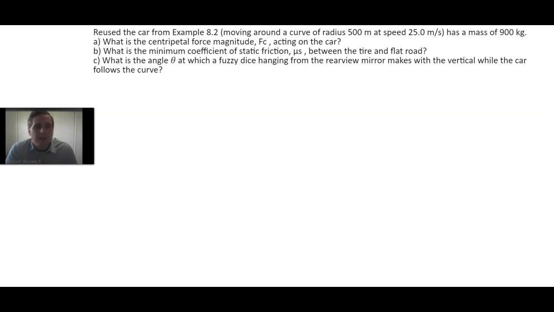Okay, so let's imagine what's going on here. We're going to reuse a car from a previous example that I showed, with a radius of 500 meters and a linear speed of 25 meters per second. Remember, that was about 56 miles per hour, and a mass of 900 kilograms. So it's a modest-sized car in terms of its mass.